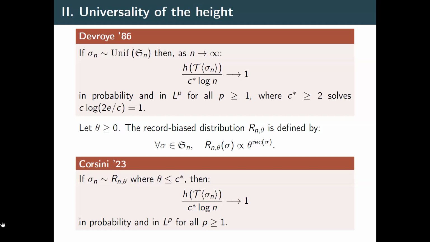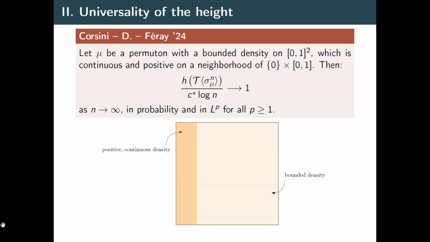Now, could we hope to have a result in a similar flavor for permuton samples? Remember that when the permuton is the Lebesgue distribution, then the permutation is uniformly random. So we could hope to have a result stating that if the permuton is in some sense close enough to the Lebesgue measure, then we have the same asymptotic equivalence here. And it's the case.